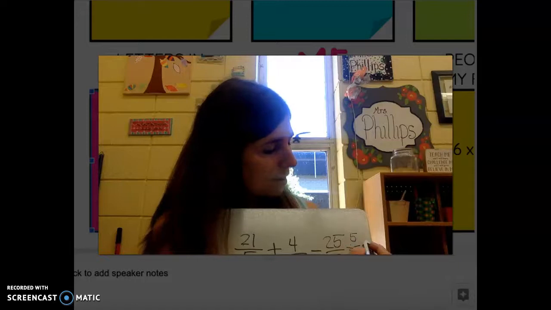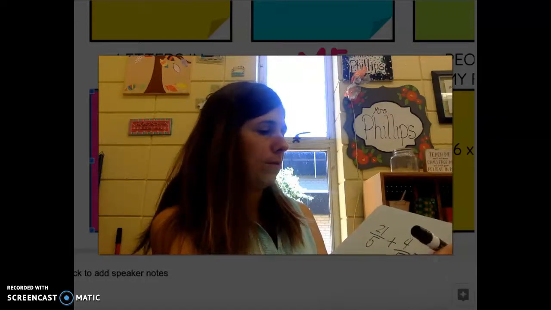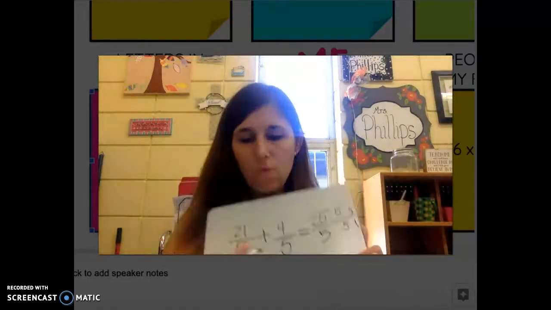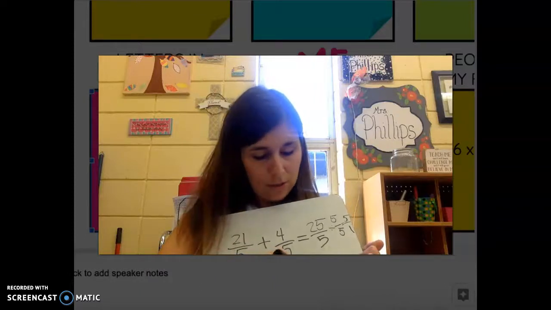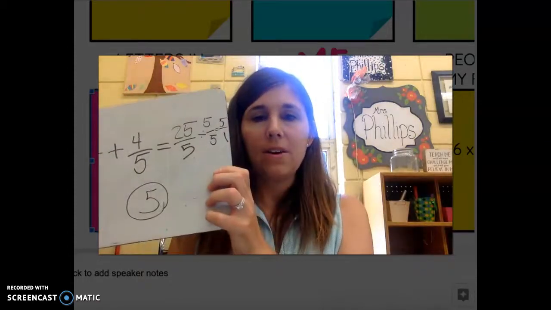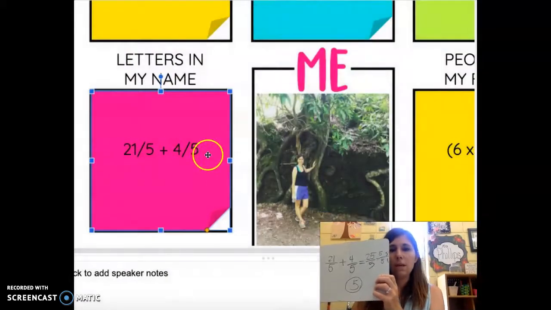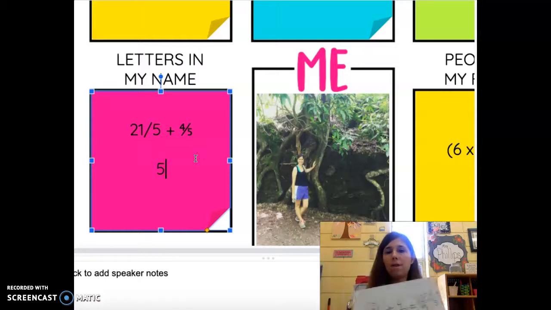25 divided by 5 is 5. I'm running out of room here. And then 5 divided by 5 is 1. So 5 over 1, that's the same as saying 5 divided by 1, which is 5. So I have 5 letters in my first name. We're going to click back over where we can see that box, and I'm going to put a 5 there.